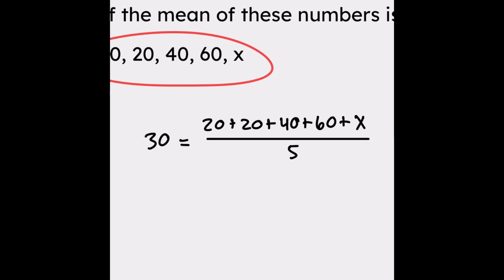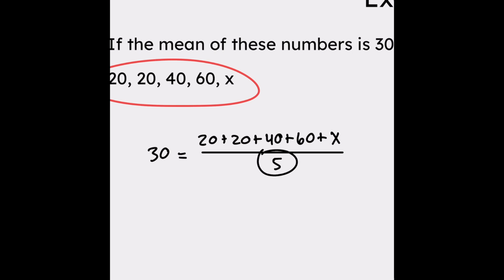So first I'm going to multiply both sides by 5 to cancel out this 5. And I'll end up with 150 equals, and then if I add these numbers, 20 plus 20 plus 40 plus 60 is going to be 140. So 150 equals 140 plus x. Now I can just subtract both sides by 140, and I get x is equal to 10.